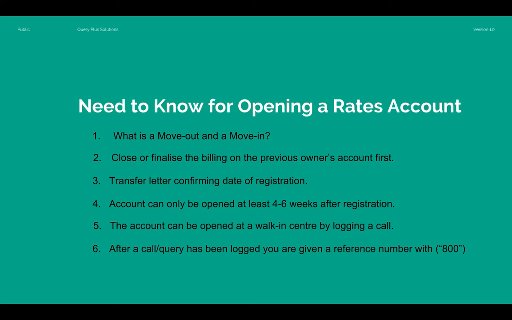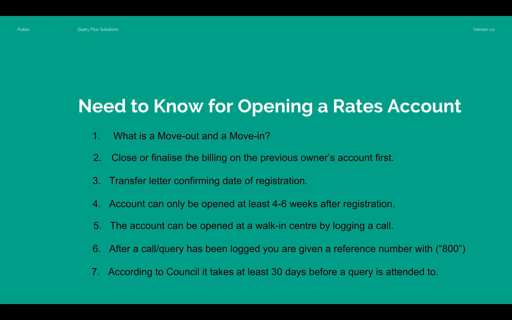After the call has been logged, you are given a reference number starting with 800. That's the number that you hold on to and wait for a period of about 30 days, because that's the processing time. That's when council will be able to get to your query, because obviously they receive tons of queries a month, and on a daily basis as well. So please make sure that you give them the 30 days.